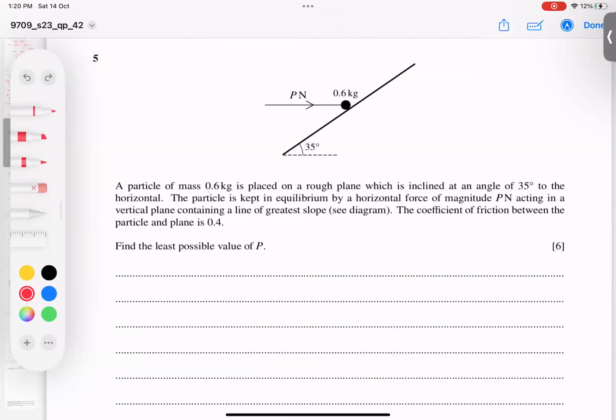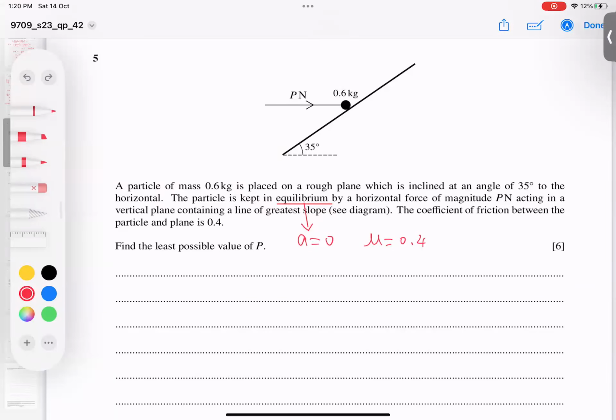So 0.6 placed on a rough plane, we can see clearly, at an angle 35. And the particle is kept in equilibrium. Equilibrium means acceleration 0. While reading the question, you can write the data even. And a horizontal force P is acting, you can see, and the coefficient of friction is given as 0.4. So the best idea is to write the data.